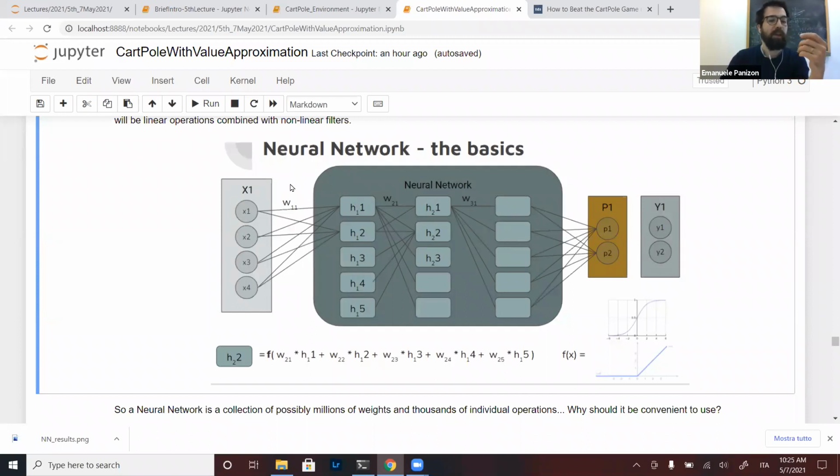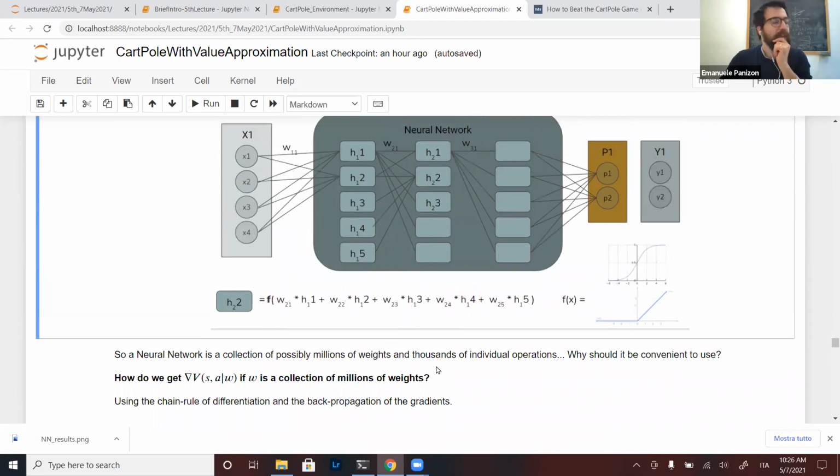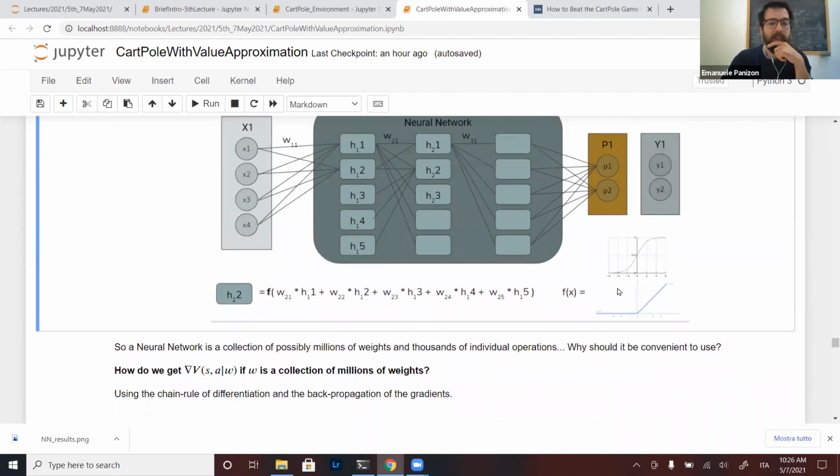This is the reason why you have these layers. Each layer works only on the previous layer. Each node computes a number and passes it on to the next layer, where each node computes an operation on the previous layer, and so on and so forth until you have reached the end. So a neural network is a collection of up to millions of weights of different values W, and inside it can have thousands and thousands of individual operations, with sums, then nonlinear filtering, etc.